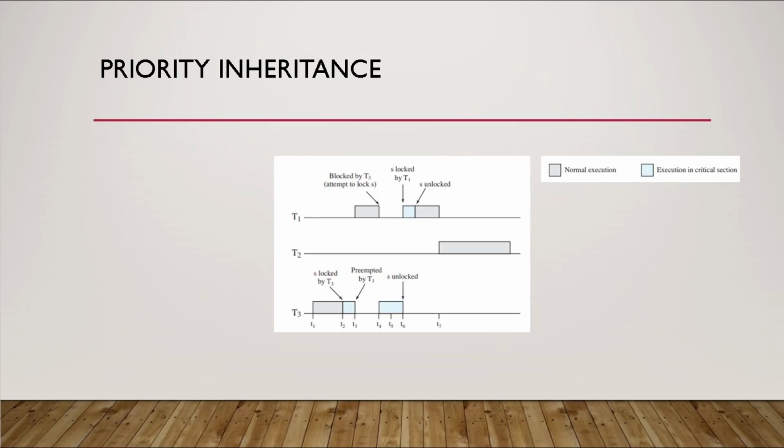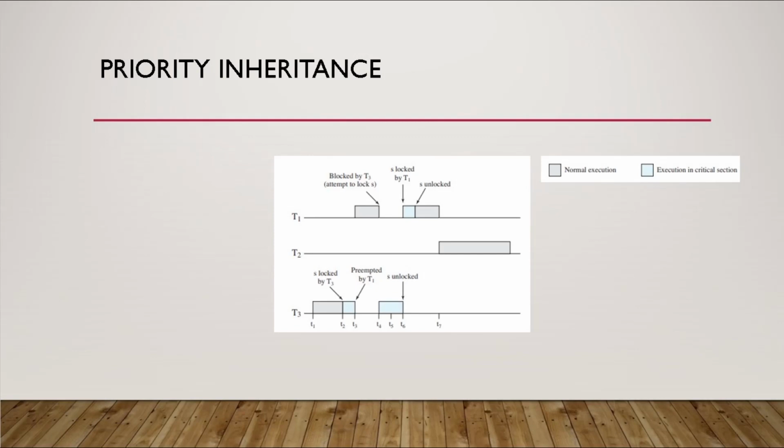In the priority ceiling approach, a priority is associated with each resource. The priority assigned to a resource is one level higher than the priority of its highest priority user. The scheduler then dynamically assigns this priority to any task that accesses the resource. Once the task finishes with the resource, its priority returns to normal.